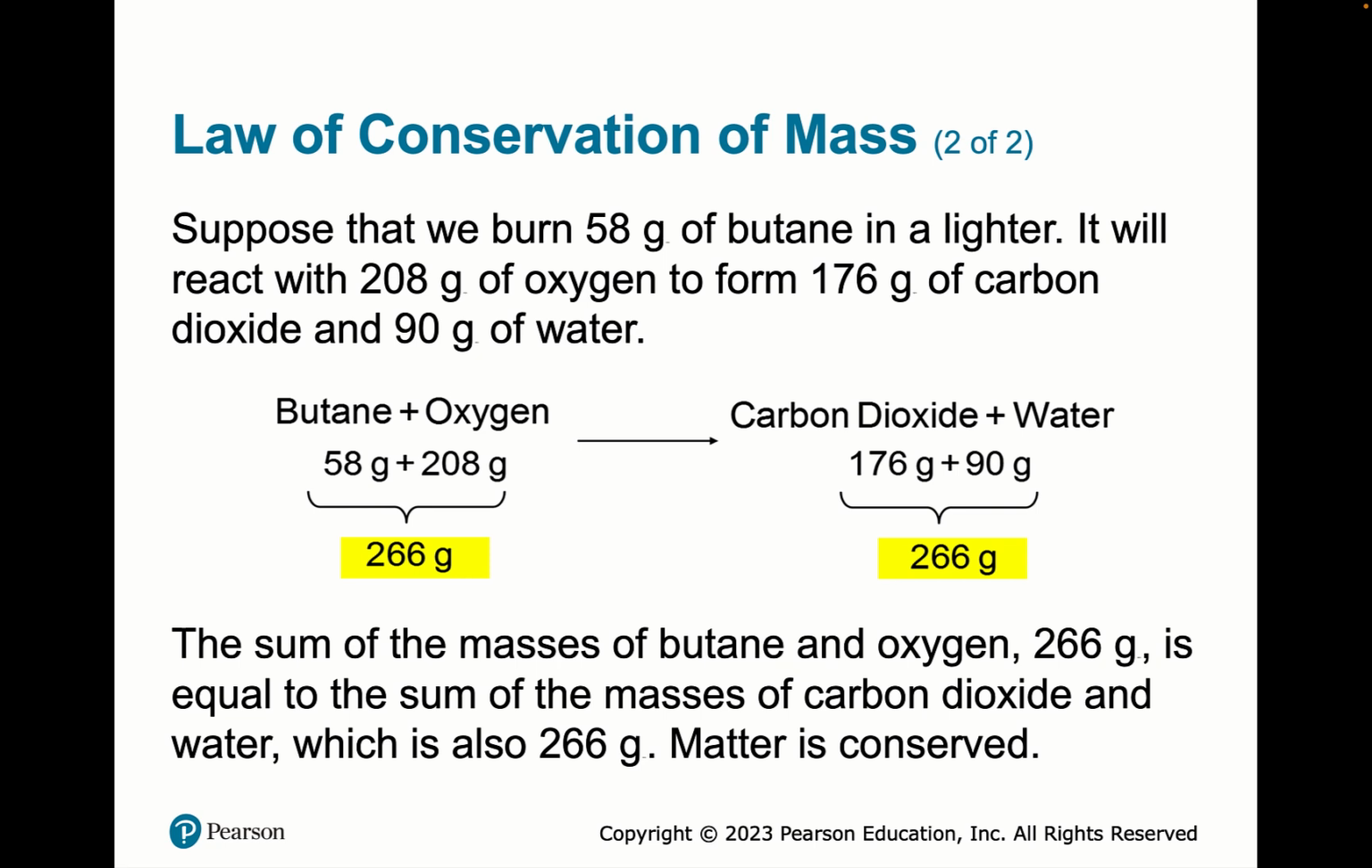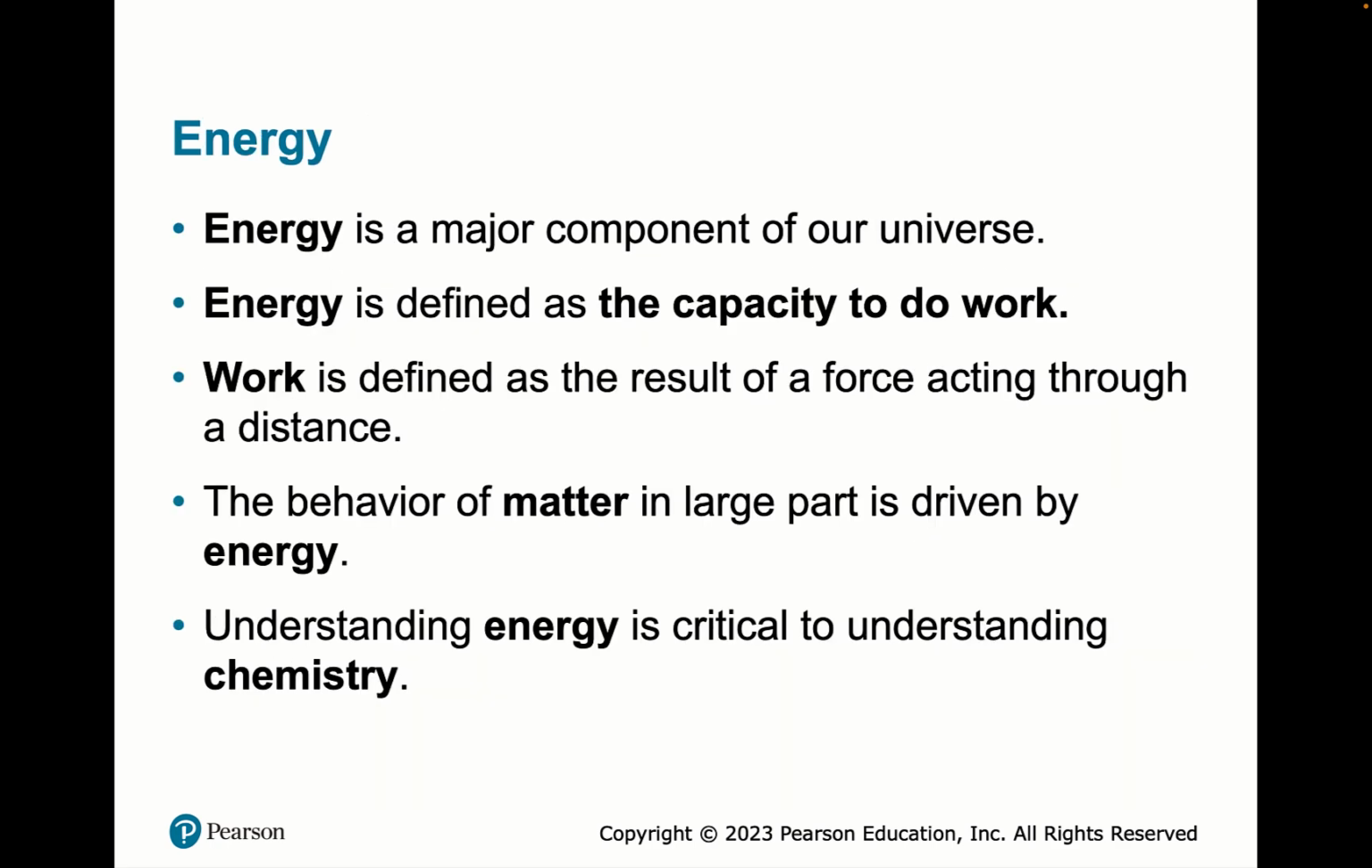So for instance, let's say we're burning butane plus oxygen. We start off with 58 grams of butane and 208 grams of oxygen. It reacts to form 176 grams of carbon dioxide and 90 grams of water. This reaction here, you can see reactants on the left, products on the right, and the sum of the reactants is 266 grams. The sum of the products is 266 grams. The total amount of matter has not changed.